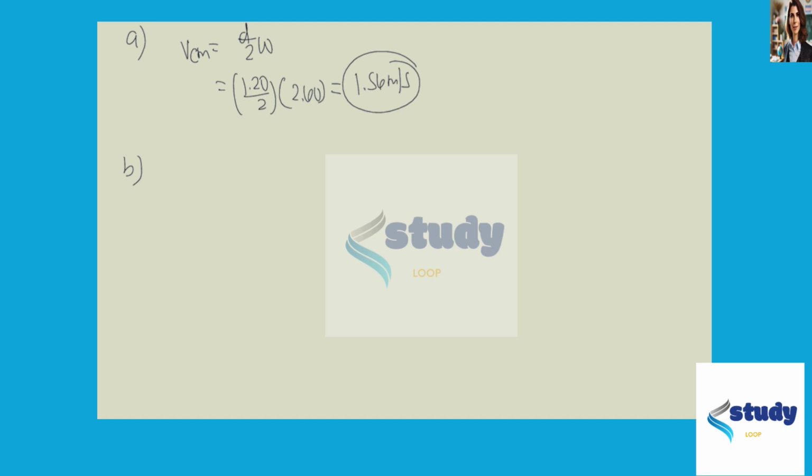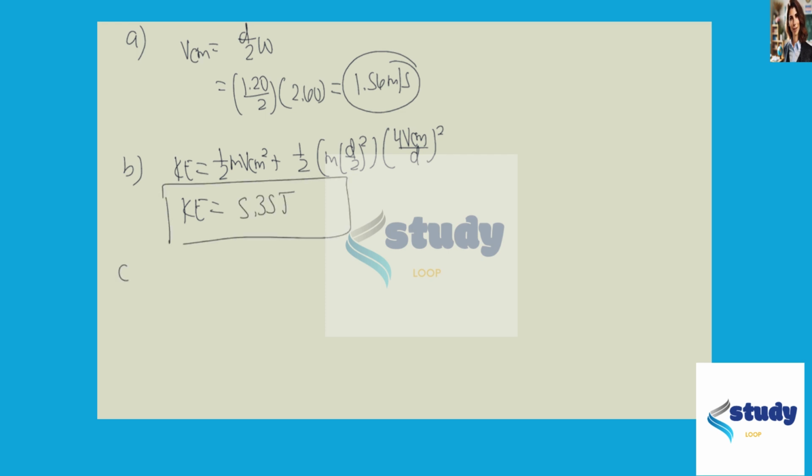We'd like to find the total kinetic energy. The total kinetic energy is 1/2 mass times v at the center squared, plus 1/2 times mass times diameter over 2 squared times 4 times the center of mass over d squared. And so we get 5.35 joules.